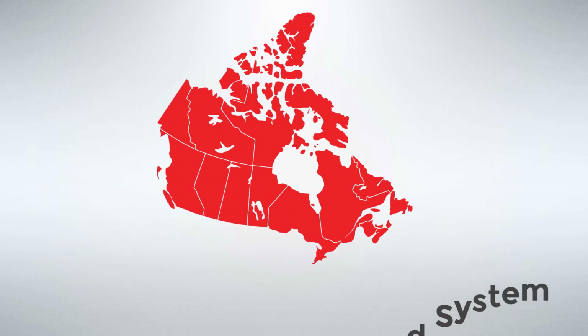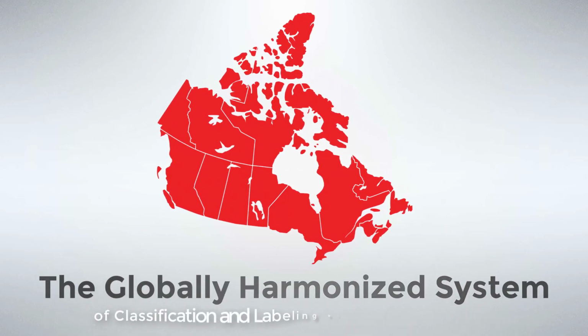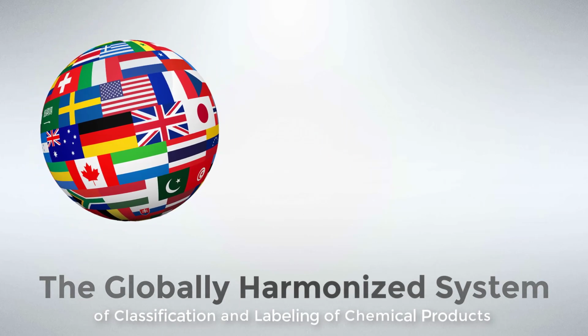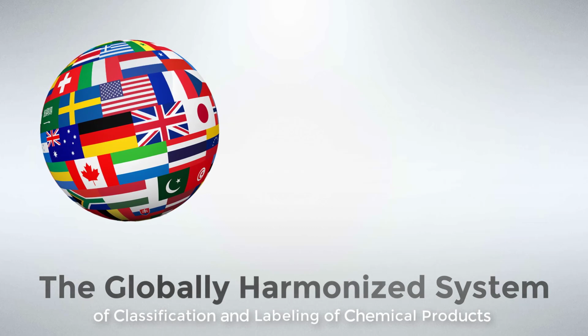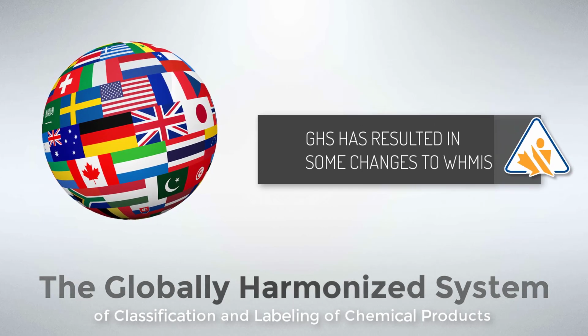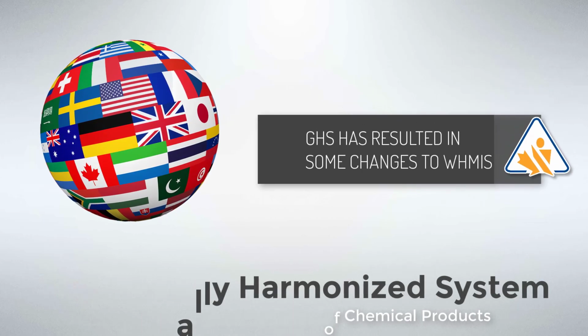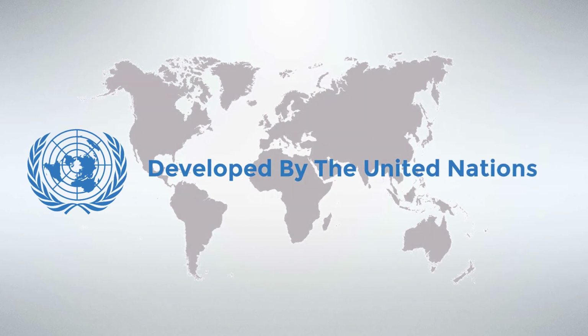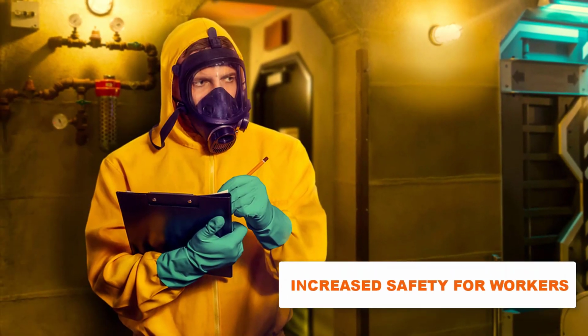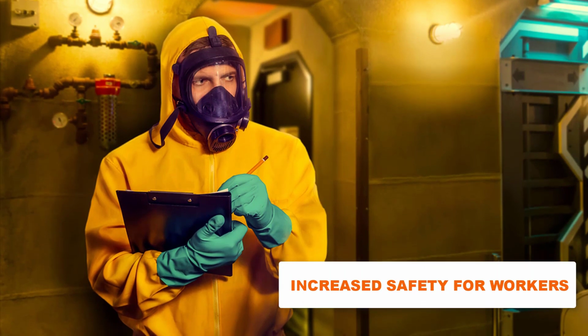In February 2015, Canada aligned WHMIS with the globally harmonized system of classification and labeling of chemicals. GHS was developed as an international initiative to bring global standardization to chemical hazard classification and communication. While the adoption of GHS has resulted in some changes to WHMIS, it offers the same, if not additional protection to workers. GHS is a global system that was developed by the United Nations with the expectation that it would increase safety for employees who work around hazardous chemicals.